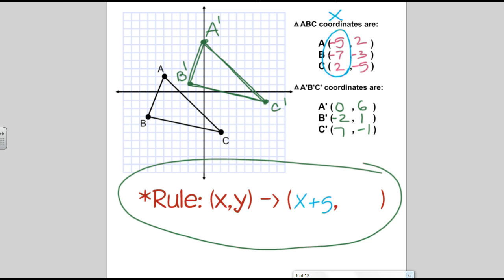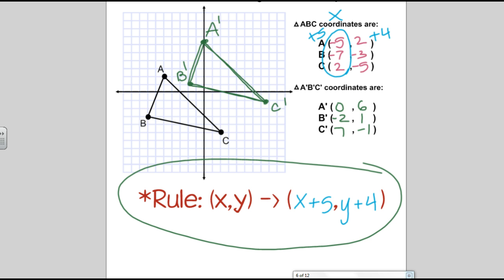Then it said 4 units up. What should we have done to all the y values if we're going up 4? Add 4. What's 2 plus 4? 6. Negative 3 plus 4, 1. And negative 5 plus 4, negative 1. So the rule is take all the y's and add 4 to it. So that's how you can translate a figure without even having a picture at all. So the rule is x plus 5, the regular rule right here. X plus 5, comma, y plus 4.